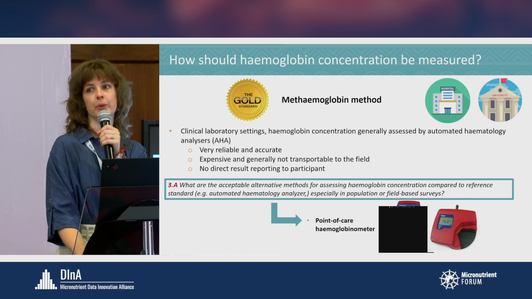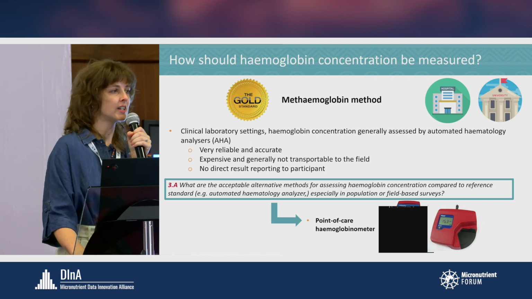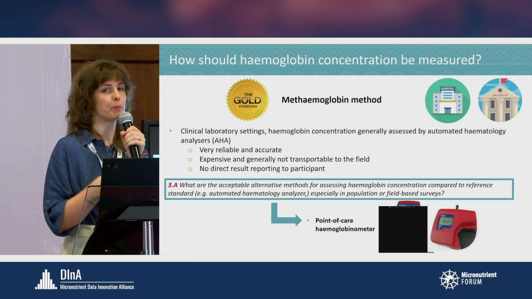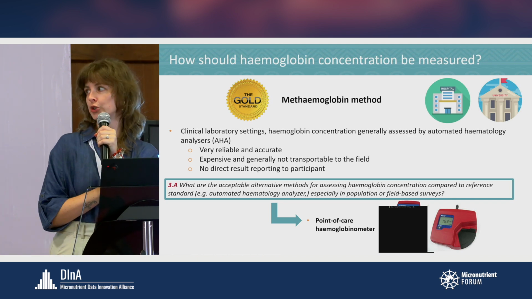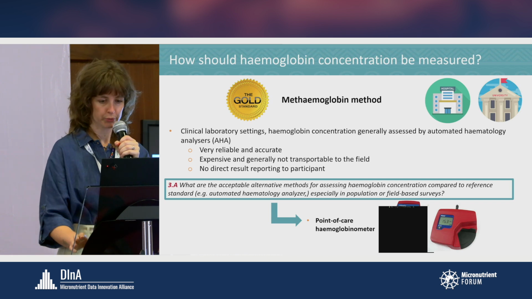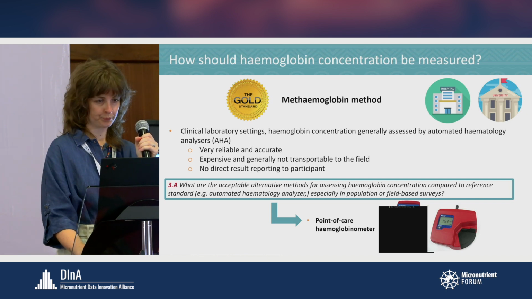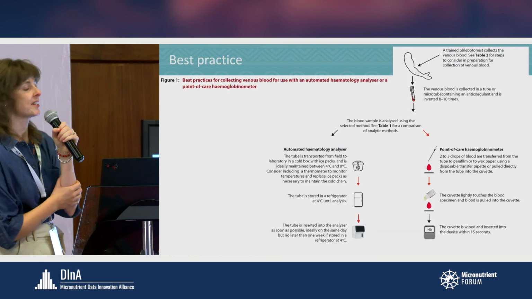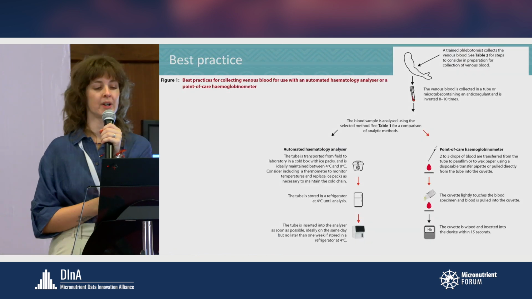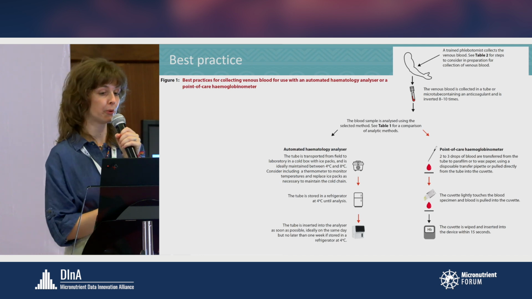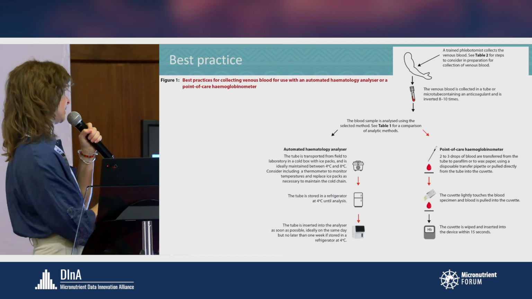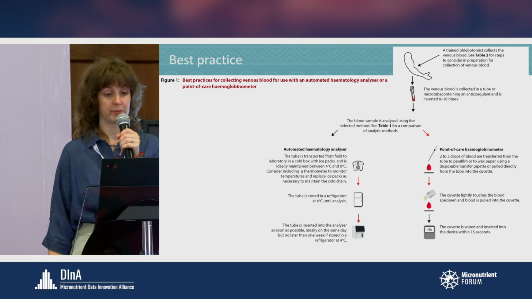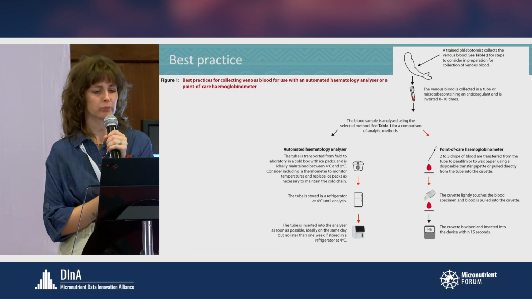But still, one of the main problems there, if we look at the automated analyzers, is that there's really a lack of proper training and also the usage in terms of quality controls. So then we can look at, one slide further, the best practices. What is at the moment the best practice to collect the venous blood sample using either the automated analyzer or the point-of-care hemoglobin meter, so the HemoQ.